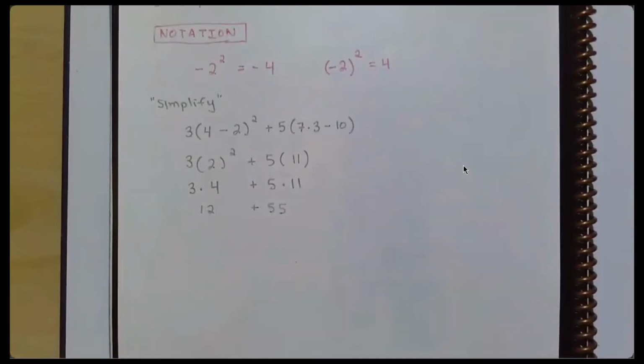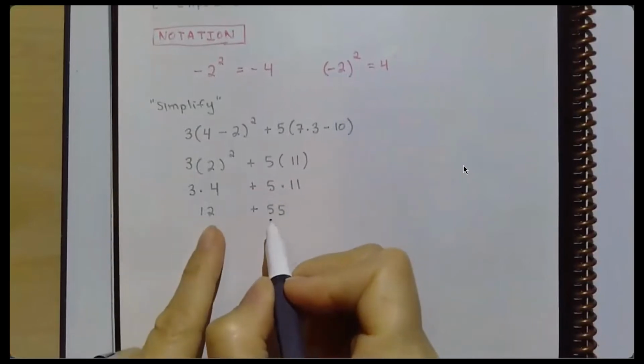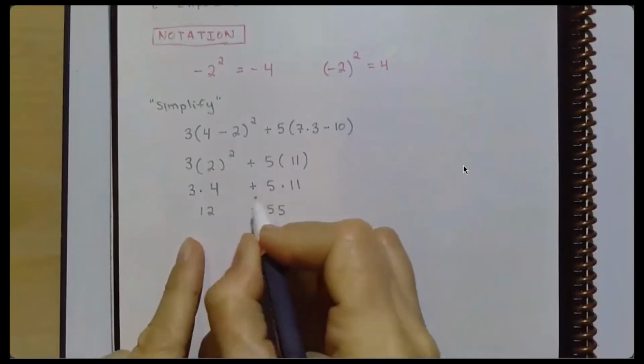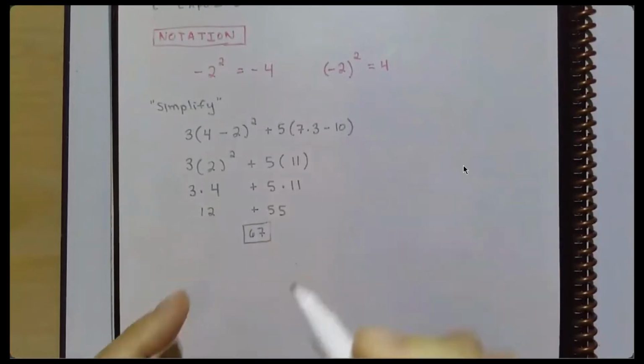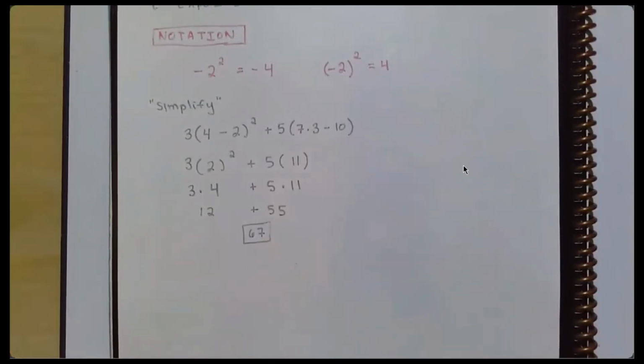I've dealt with our parentheses, our exponents, any multiplication or division in the problem. Now I'm moving on to addition, subtraction. If I add these two together, I am looking at 67. Good times.